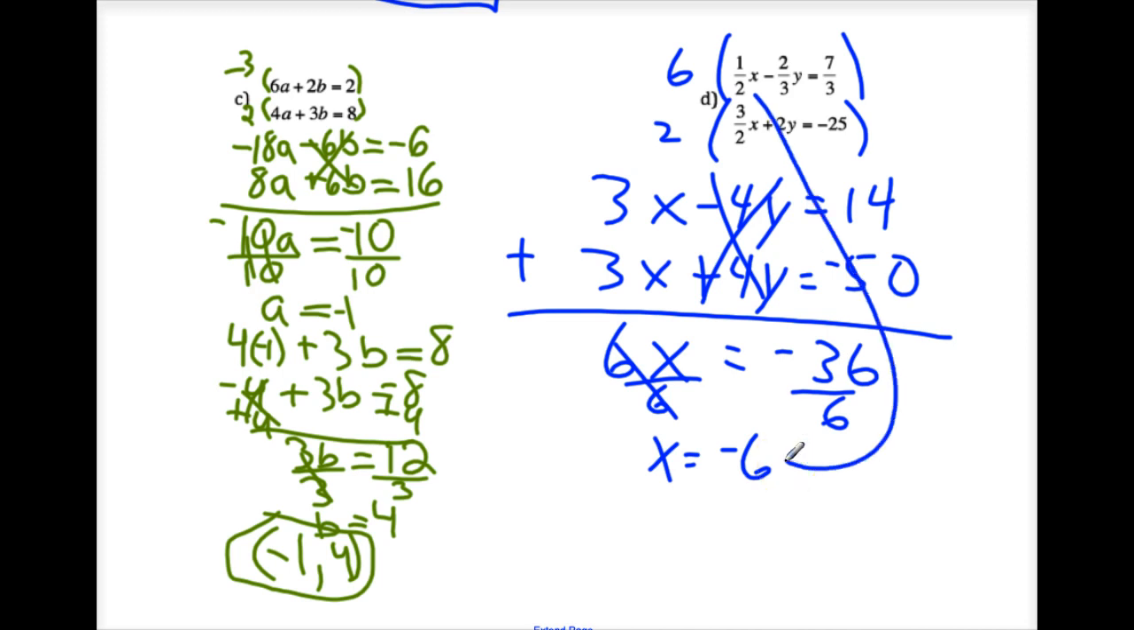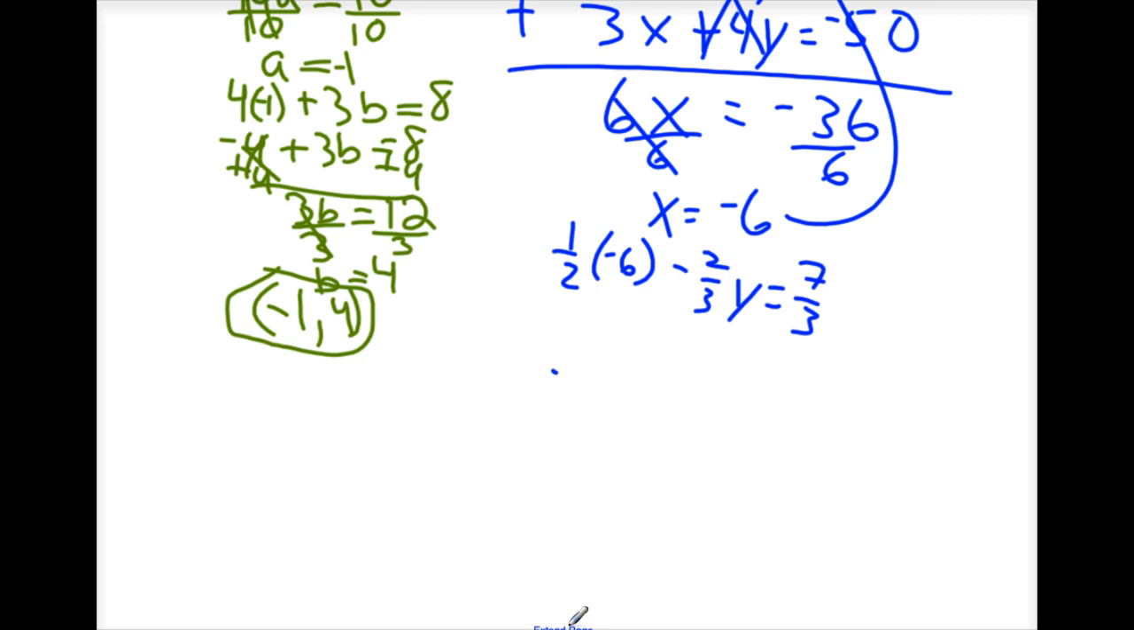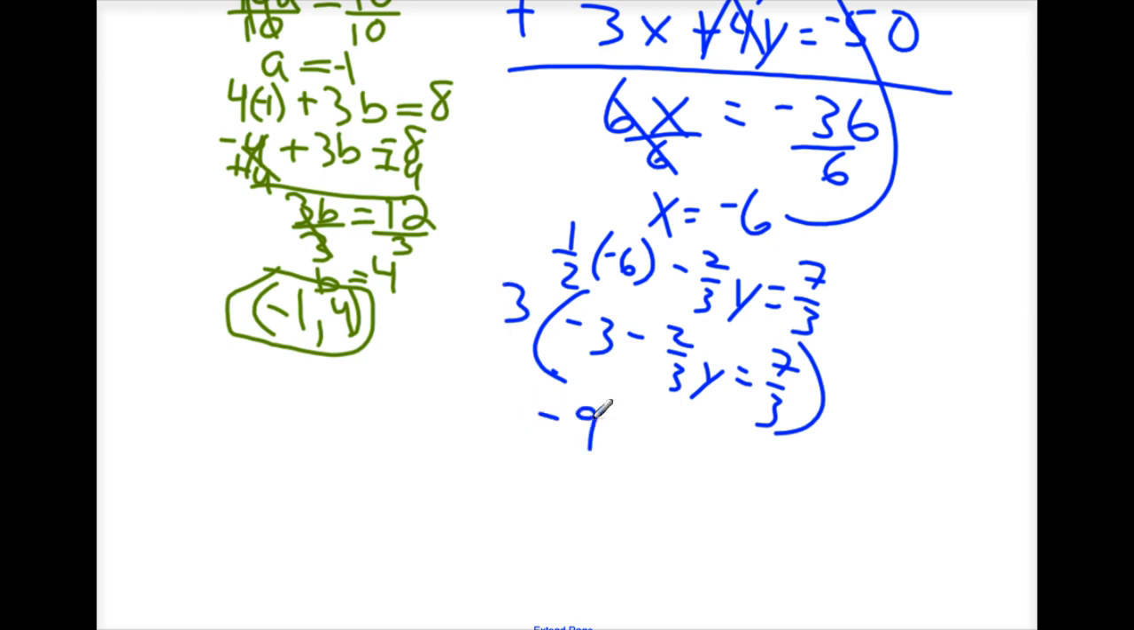Probably a little bit easier to use the first equation. Half of negative 6 minus 2/3 of y will equal 7/3. I'm not done yet. -3 minus 2/3 y equals 7/3. Now I'm going to clear my fractions. Why would you use that equation? I should have used the other one. Good point. Actually, -9 minus 2y equals 7. Add 9. -2y equals 16.